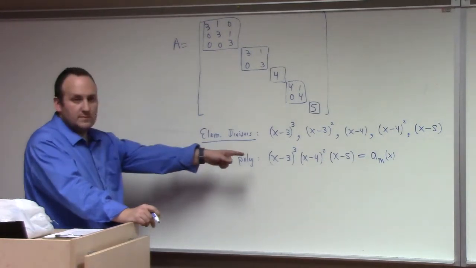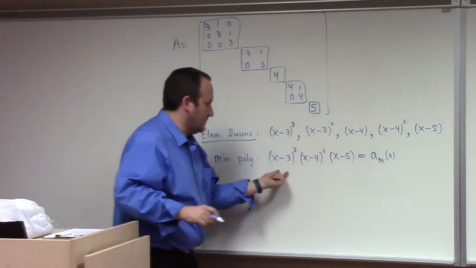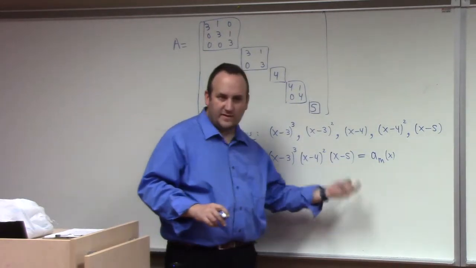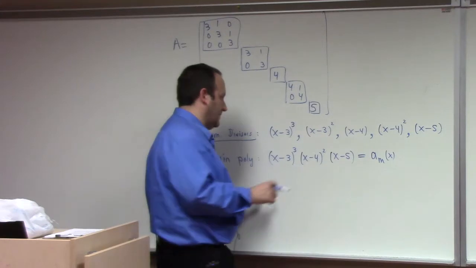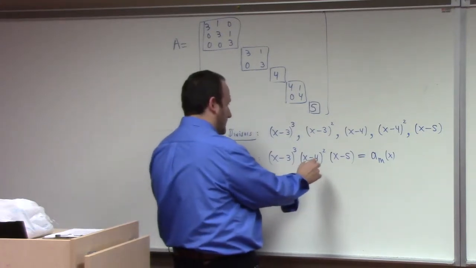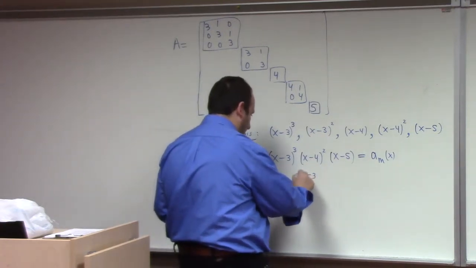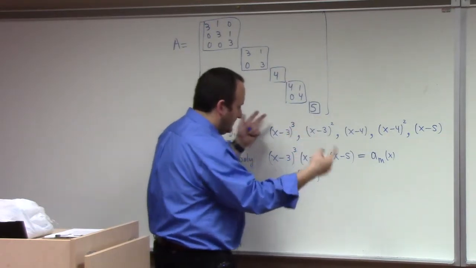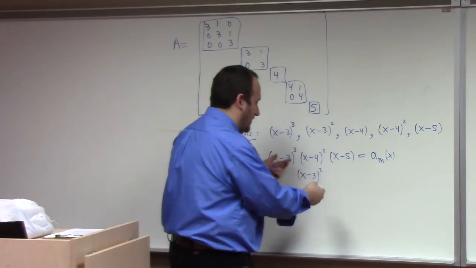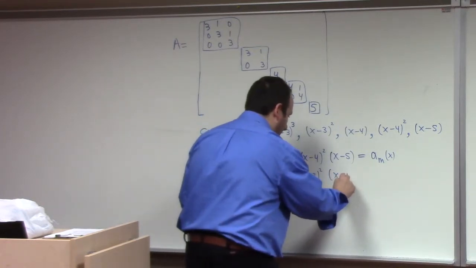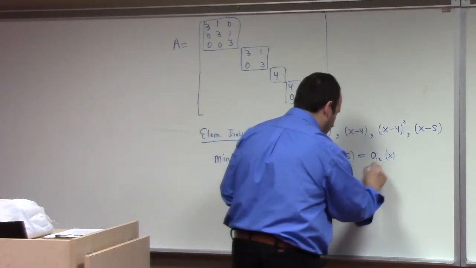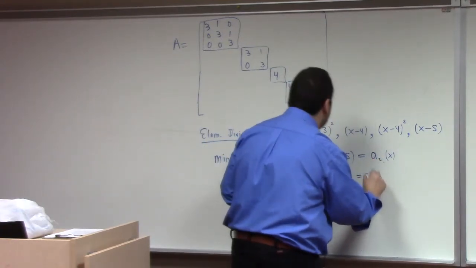What's left? That's 6. We've taken care of 6. There's 3 things left, right? So I think what we need next is the (x minus 3) squared and the x minus 4, right? That's all that's left over. So apparently that was a2 of x, and this is a1 of x.